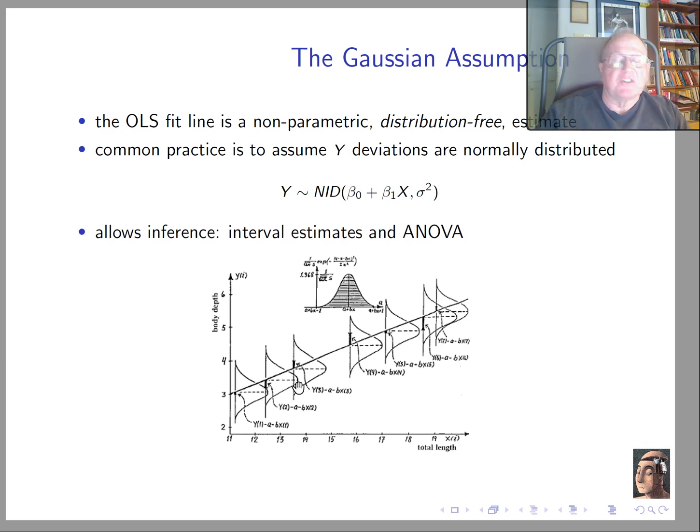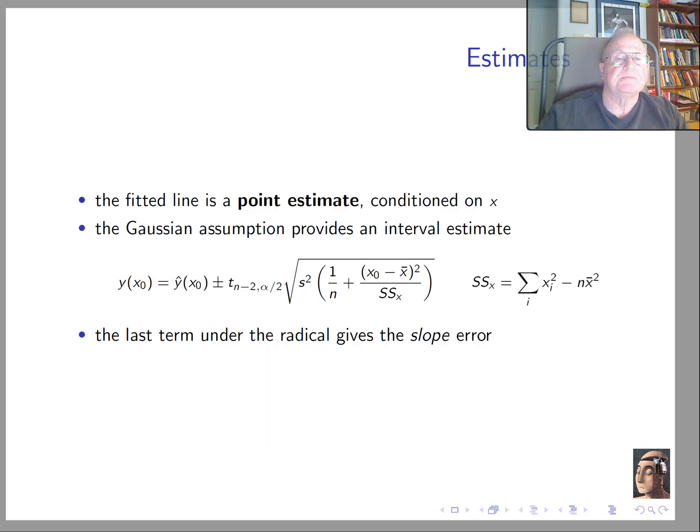If you need to visualize this, here's the straight line, and then the variation follows a normal curve at any point on the line. So that fitted line is a point estimate conditioned on x. You tell me the x, I'll give you the point estimate. Well, that needs an interval estimate, and so here's the interval estimate using the Gaussian assumption. You can see that it looks pretty familiar.